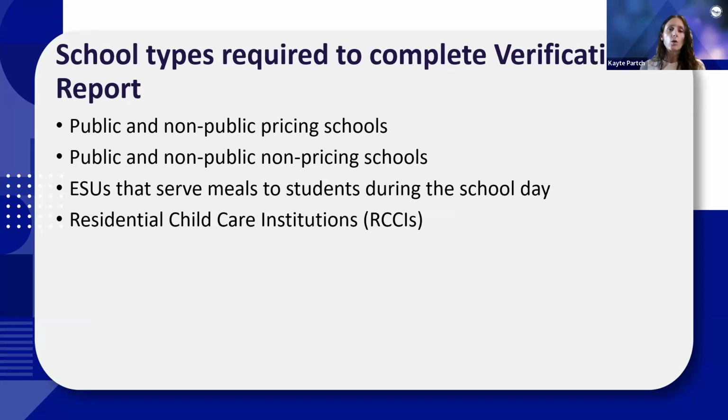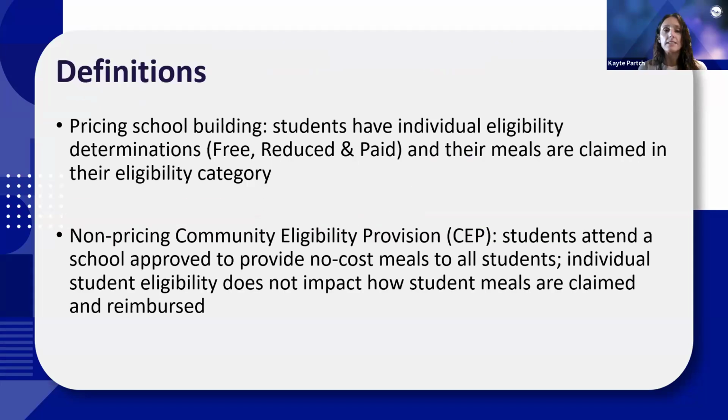So the school types that are required to complete the verification report include both public and non-public pricing schools, as well as public and non-public non-pricing schools that participate in the community eligibility provision, ESUs that serve meals to students during the school day at the ESU, as well as residential childcare institutions, also called RCCIs. So a couple of definitions I want to make sure that we clear up at the top of the training include differentiating between a pricing and a non-pricing school.